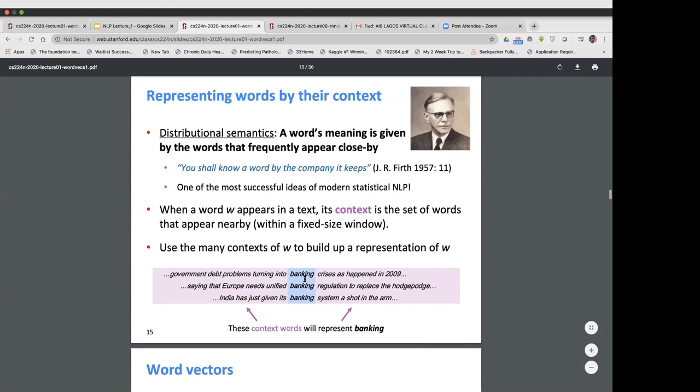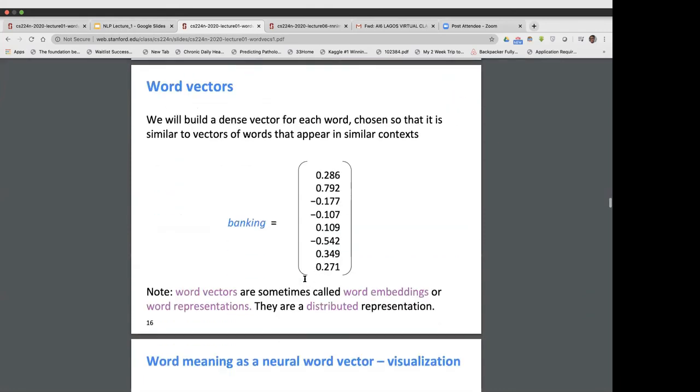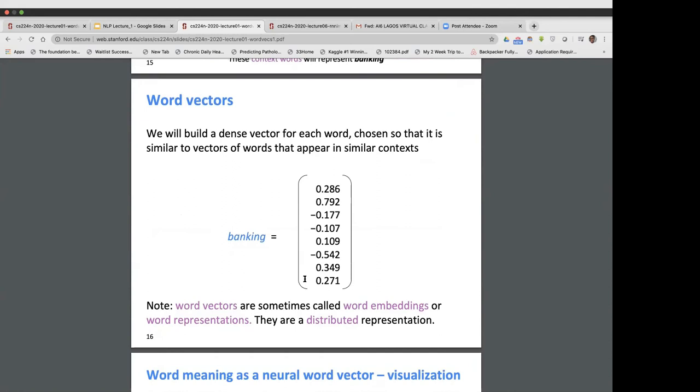So what are word vectors? We build a dense vector for each word. Previously we had just one-hot vectors for our words, and we complained that there's no way we can encode or find similarity between different words. So we build a dense vector for each word so that it is similar to the vectors of words that appear in similar contexts. We can call word vectors word embeddings or word representations.